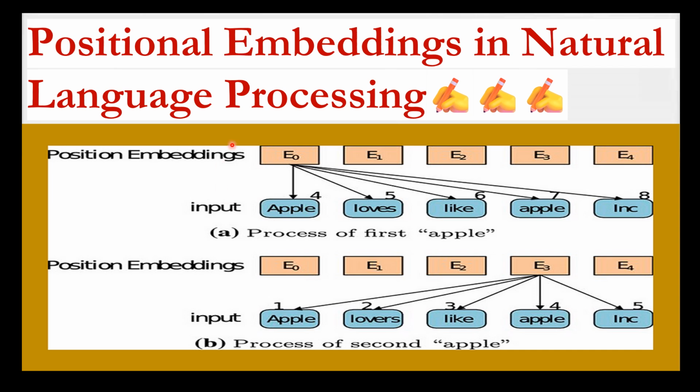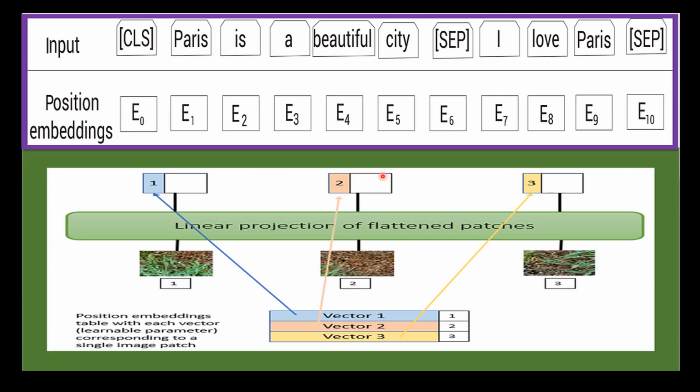Words in a sentence hold meaning, but their order matters. So to grasp this sequence information, natural language processing models use positional embeddings. So today we will understand what positional embeddings are.